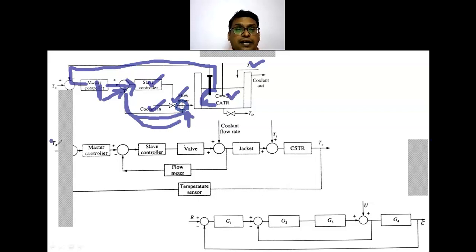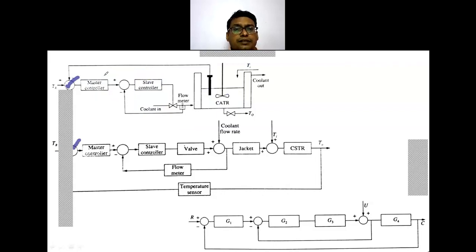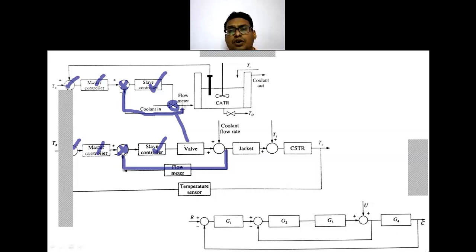So this is my reaction temperature that is to be maintained, for which I am provided the set point. Then it goes to a comparator. After the comparator, there is a master controller. Then there is a second comparator that is available, and there is a slave controller and a control valve. After measurement of this flow rate, it gives a feedback to the comparator of the slave controller.